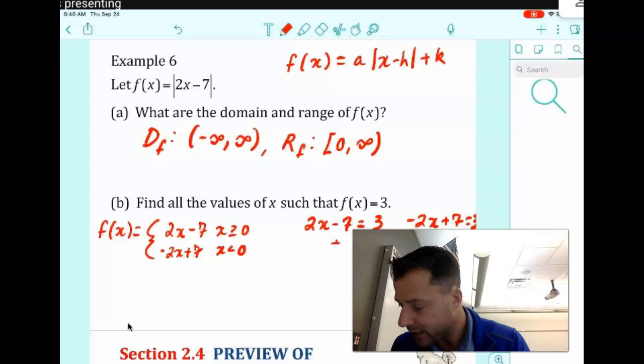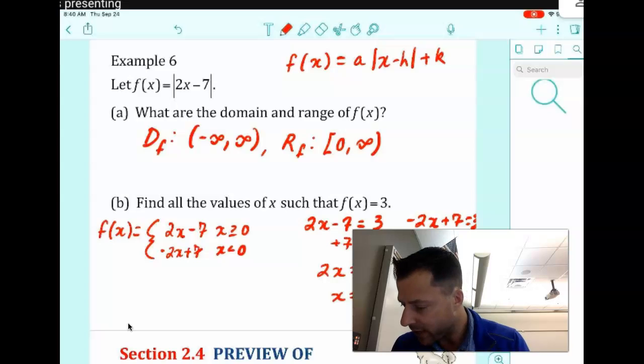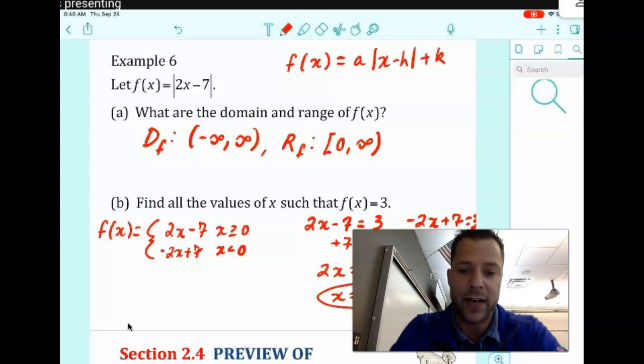So you're going to add 7 here, add 7, and you get 2x equals 10. So x equals 5 is one solution. And if you solve that other linear equation, you have minus 7, so you get negative 2x equals negative 4. So x equals 2. So your two solutions are x equals 5 and x equals 2.